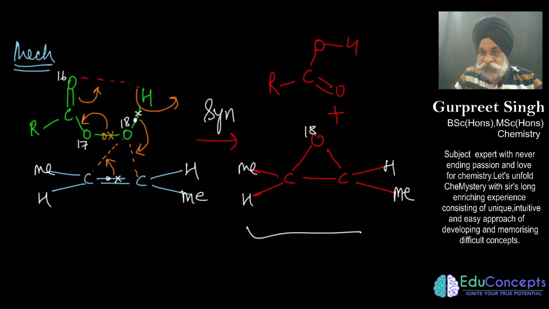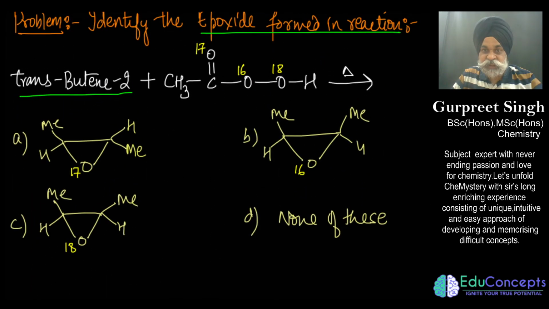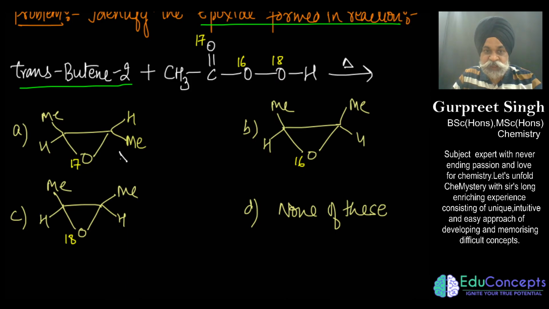Now you have to figure out whether this is the option given in the question. Let me check this out. So 17 is wrong. 18 can be the right answer, but here the two methyls are on the same side, so this is also wrong. And here also it is 16, this is also wrong. So the answer to this question is D.